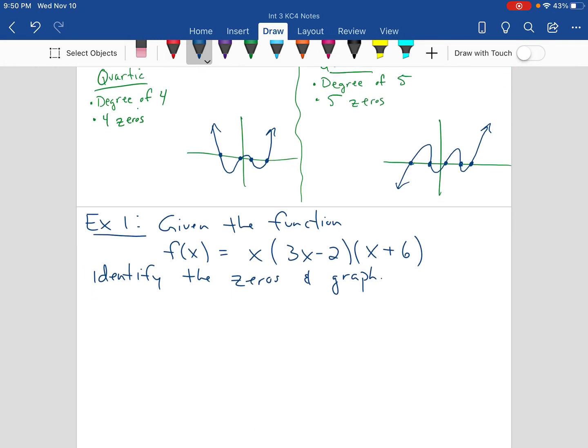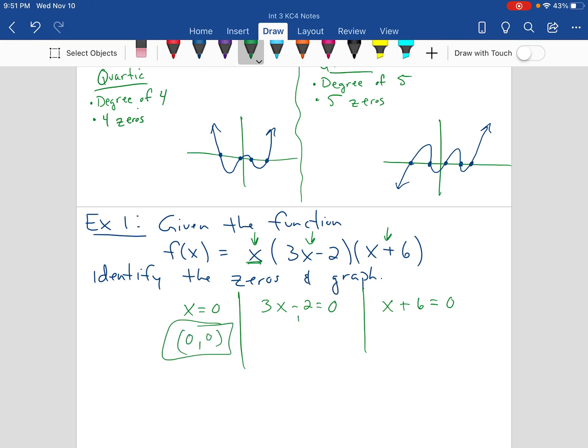It says given the function f of x is equal to x times (3x minus 2) times (x plus 6). I need to identify the zeros and then graph those zeros. Okay, so remember, all I need to do to identify the zeros is set my equations equal to 0. Now I have two things in parentheses, but I also have a variable outside of parentheses that's alone. So I need to set that equal to 0 as well. Okay, so the first one, x is equal to 0, is already done for you. So I have 0, 0 as one of my zeros.